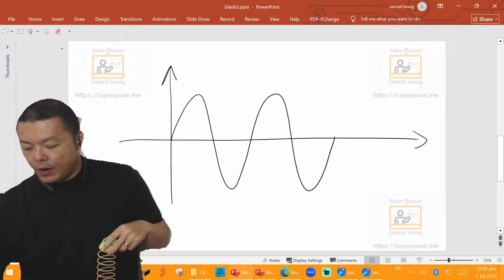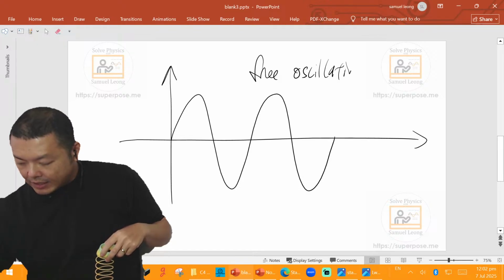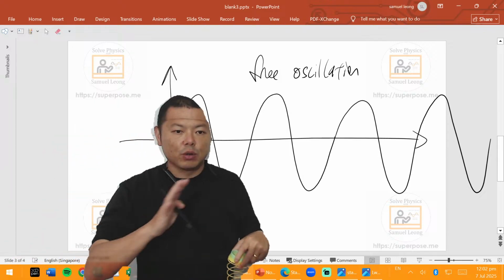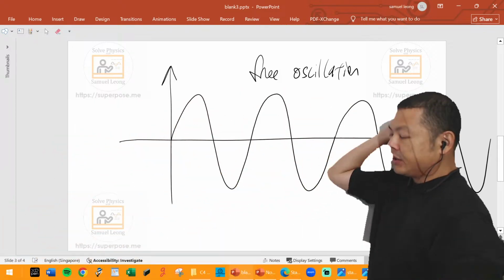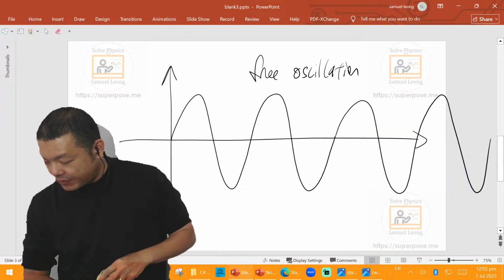So for a free oscillation, right? It will basically just oscillate forever. There's no loss of energy. The amplitude will always be the same, and it will just continue on forever. You get what I'm saying? Okay, that's a free oscillation.